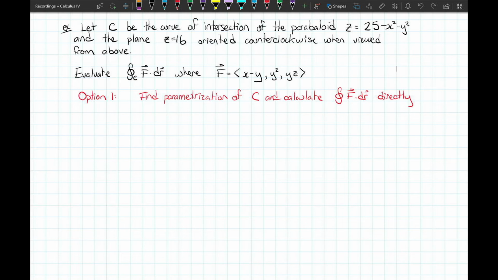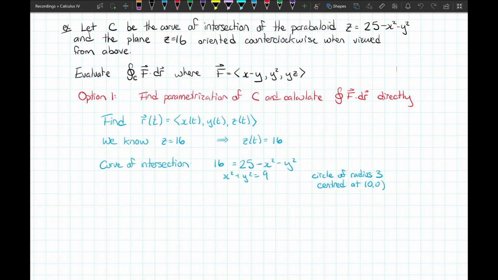The first step will be finding a parametrization. Now in this case we do know that this curve lies on the plane z equals 16, so we already know its z component. Now we need to find the curve of intersection of that plane and the paraboloid. So we'll set the two equations equal to each other. That gets us 16 equal to 25 minus x squared minus y squared, or x squared plus y squared equals 9, and that's a circle of radius 3 when projected down onto the xy plane.